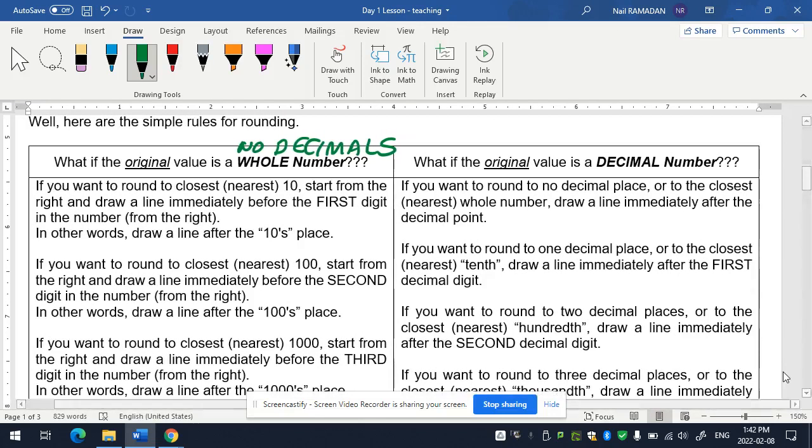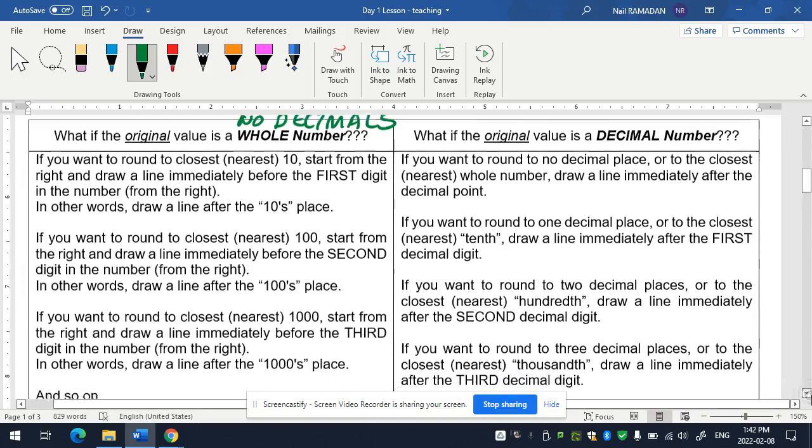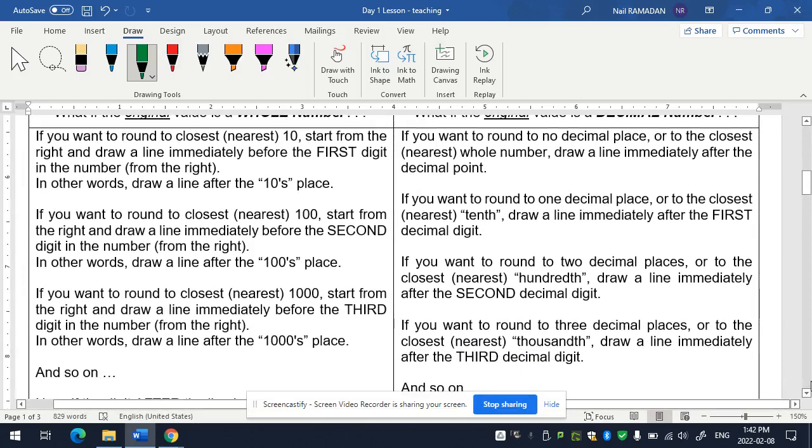So let's read the rule. By the way, the rule seems to be very similar. If you want to round to no decimal places, you draw a line immediately after the decimal point. What if you want to keep one decimal? Then you draw a line immediately after the first decimal. What if you want to keep two decimals? Then you draw the line after two decimals.